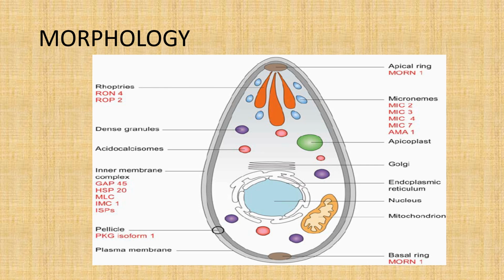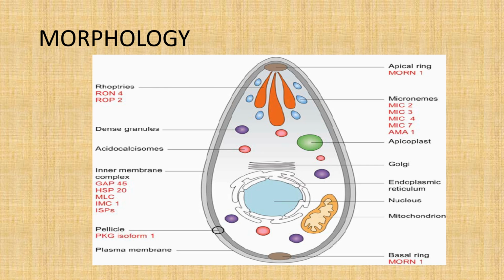ये जो rhoptries और micronemes हैं, ये basically secretory organelles होते हैं. ये कुछ ऐसे substances secrete करते हैं which help Toxoplasma with motility, adhesion, and invasion into the host cell. जो apical ring और basal ring है, these are very important structures because ये hallmarks हैं पूरे phylum Apicomplexa के. They're found in all of these organisms. And these are collectively called MTOCs, basically microtubule organizing centers, and this is exactly what they do. They help in the organization of the microtubules within the cellular environment of Toxoplasma.